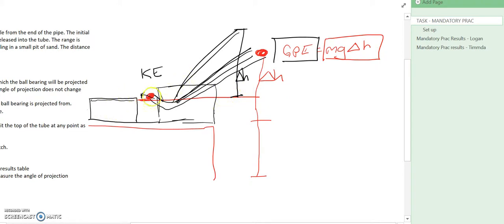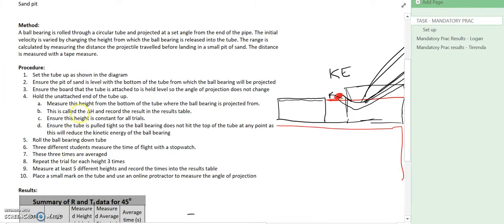But one of the things we needed to make sure of was that we kept the height we're dropping the ball bearing from consistent at each stage. That was a little bit difficult. We did it, but I don't know that it was overly accurate, and that's something you might look at in terms of refinement later on.